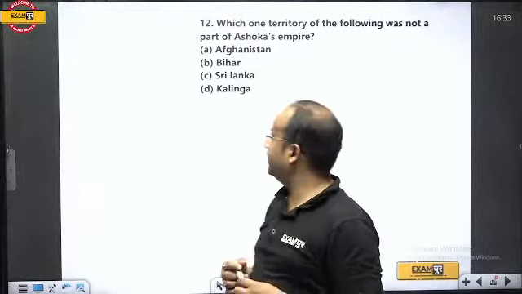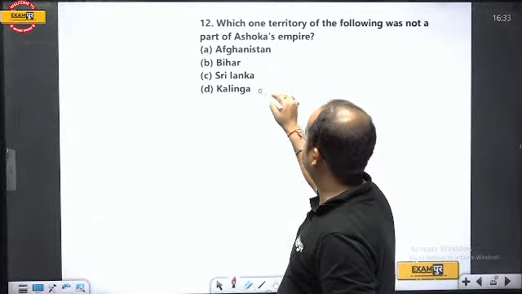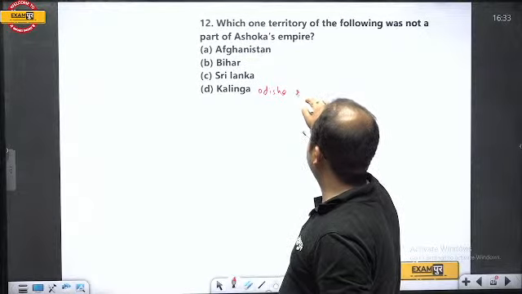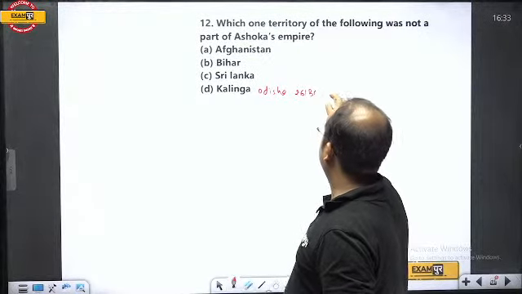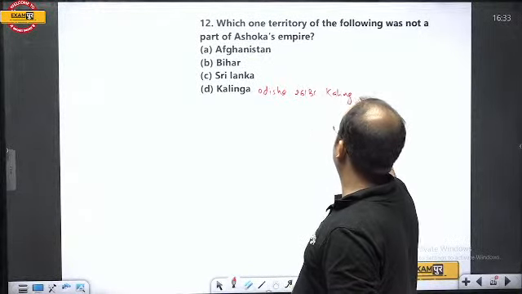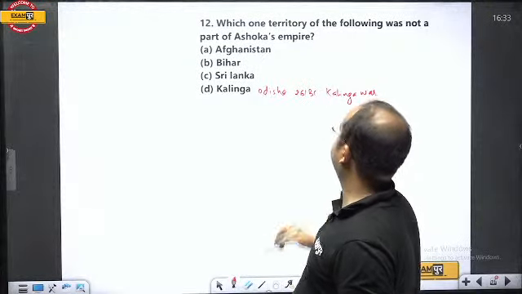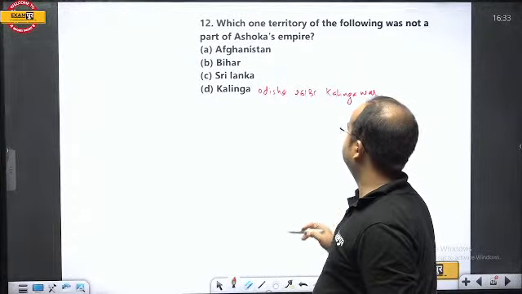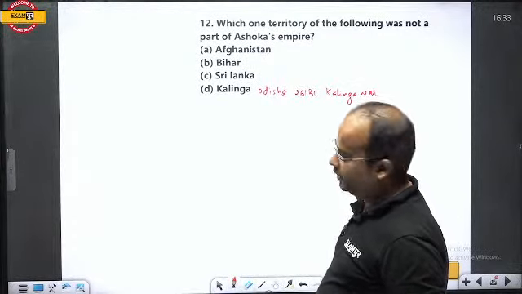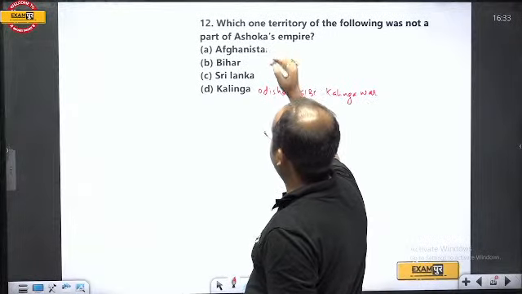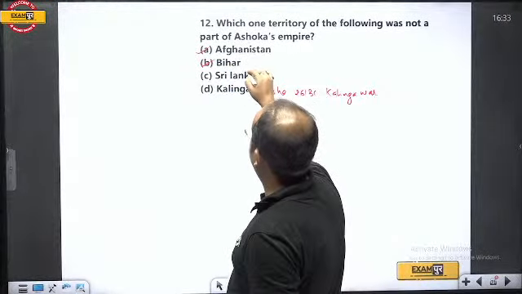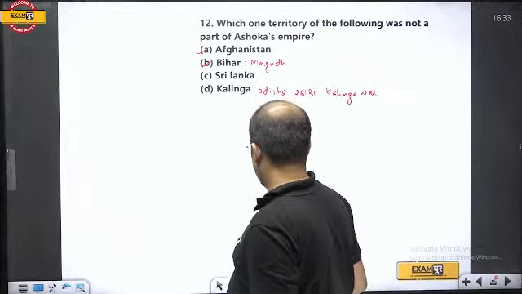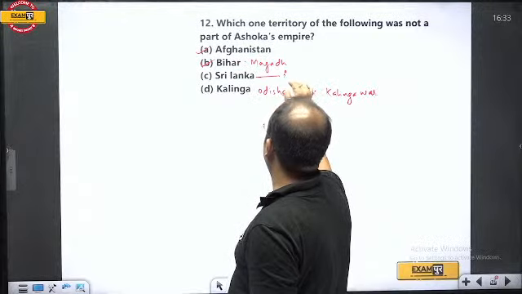Okay, guys, first of all, Kalinga is Odisha. You remember the famous Kalinga War of 261 BC. Afghanistan was under Ashoka. Bihar is Magadh. The correct answer will be option C, that is Sri Lanka.